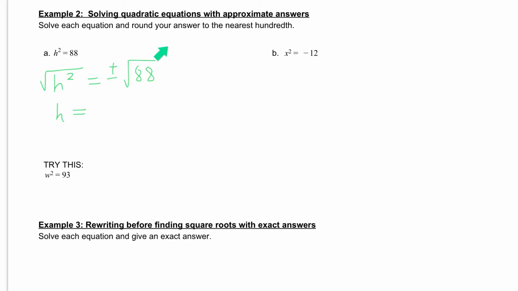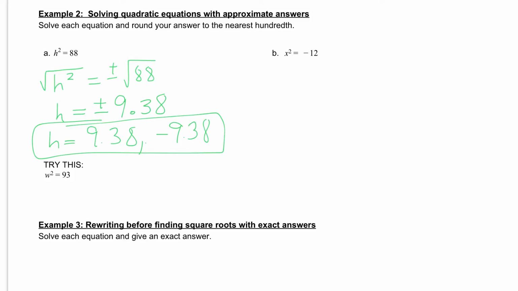So at this point, you're just going to type in the square root of 88 on your calculator. If you need help finding that square root button, let me know, but the square root button is above the squared button, the x squared button on the left-hand side. If you can't find it again, let me know and I'll show you where it's at. But if you plug that in, you should see that you get about 9.38. So your answer is plus or minus 9.38. And on Alex, you'd have to write that in as h equals 9.38 and negative 9.38.